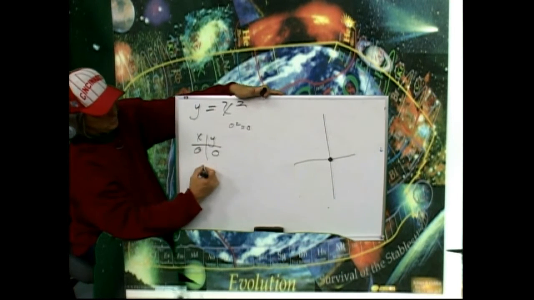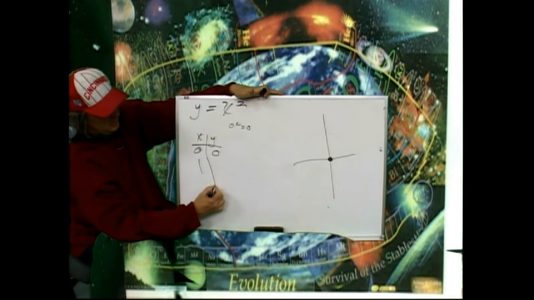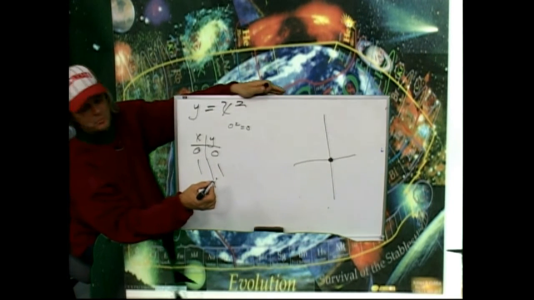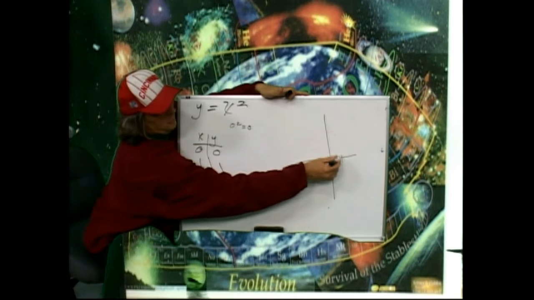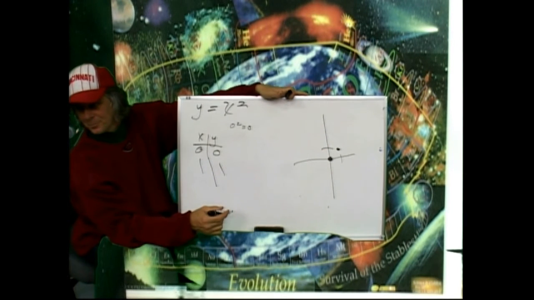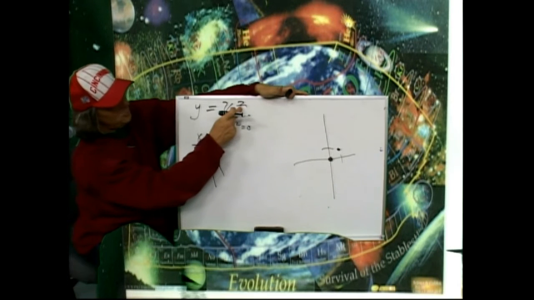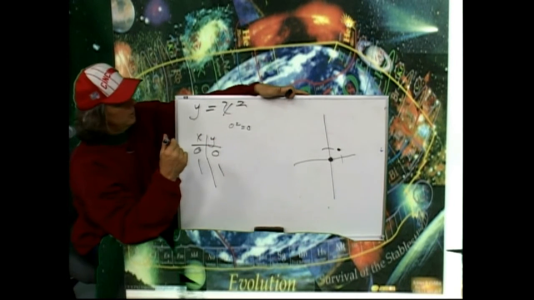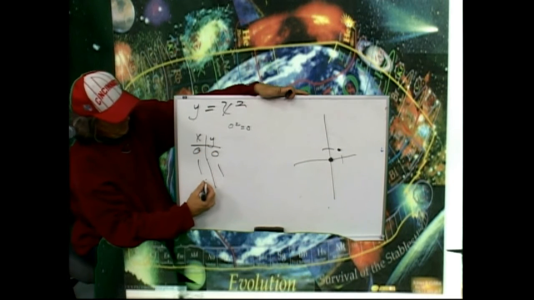If x is 1, 1 times 1 is 1. So that doesn't help us much, because it still looks like the linear equation, right? This is why you got to know the difference. Anytime there's a power up there, it's going to be a curve, unless it's 1 or 0. So let's pick a bigger number.